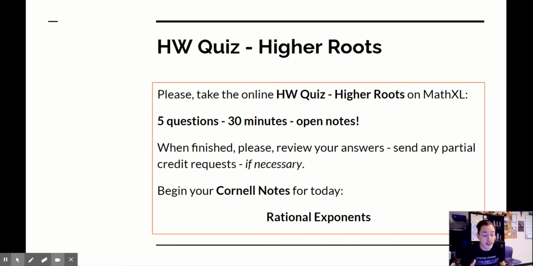I actually really like this lesson. It's really nice. It kind of ties everything together. It ties in radicals, it ties in higher roots, and it also ties in exponents all together in one.